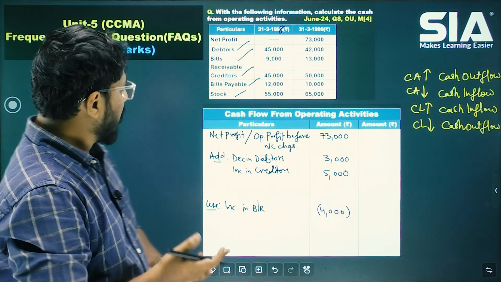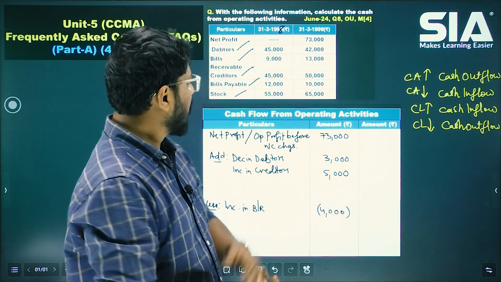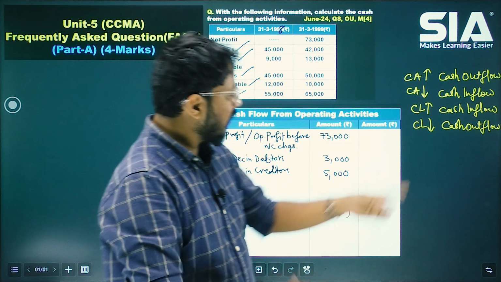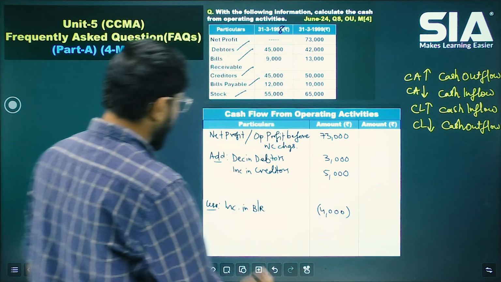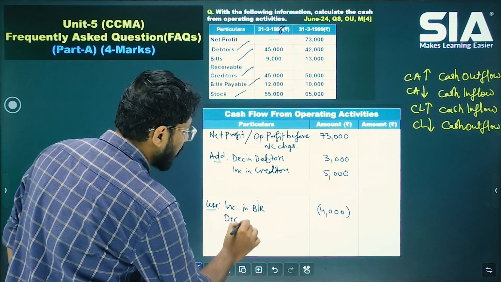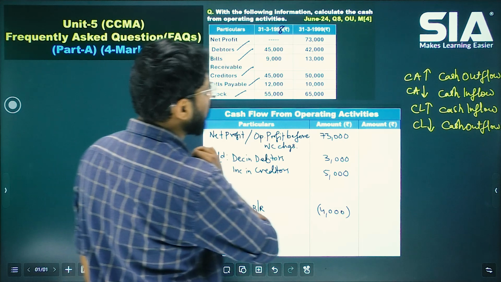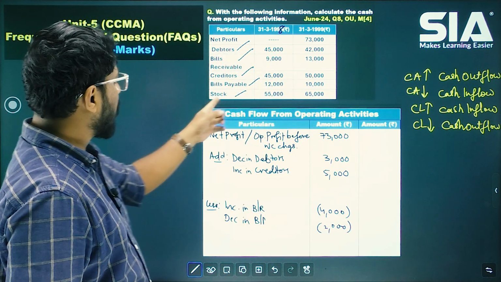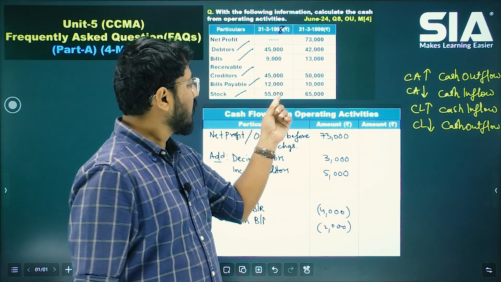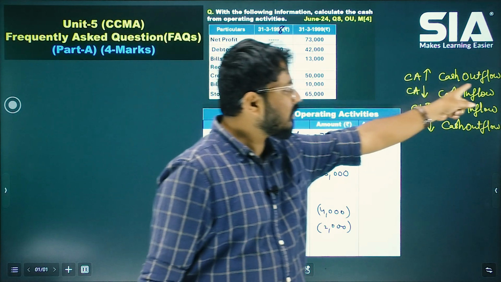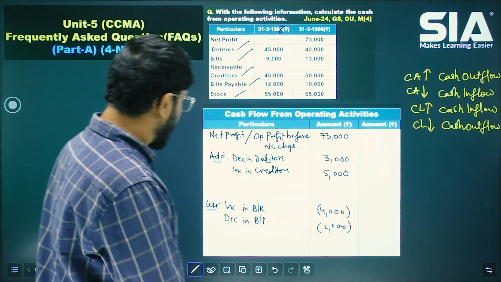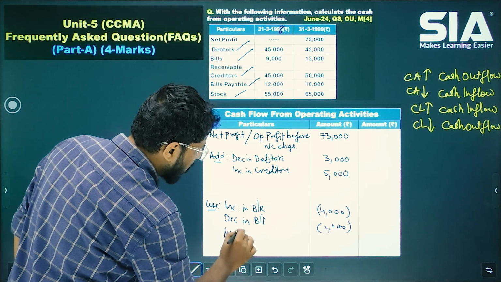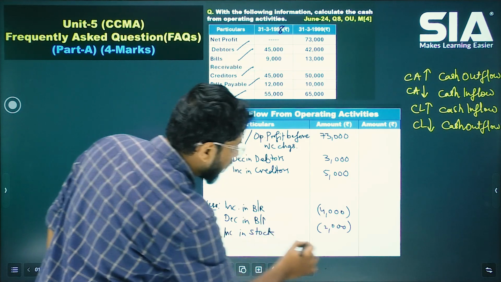Bills payable, again a current liability. 12,000 last year balance, current year balance is 10,000. Why did it decrease? We paid cash. Decrease in current liabilities is cash outflow. So decrease in bills payable, 2,000 we have paid. Look at the last item. Stock is again increasing. Stock is a current asset, and when a current asset balance increases, it is an outflow. The increase is 10,000, considered as outflow. Increase in stock, 10,000.